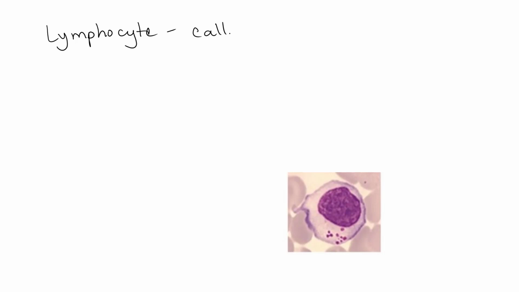Sorry about that. Here's the last lymphocyte I want to mention, and this one actually does look a little bit different than the T cells and the B cells. So this is a lymphocyte called a natural killer cell, or the NK cell.